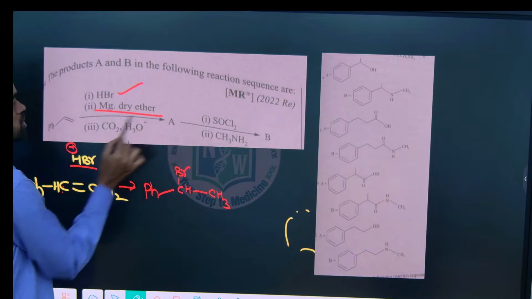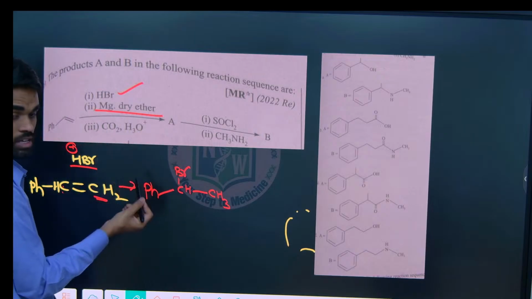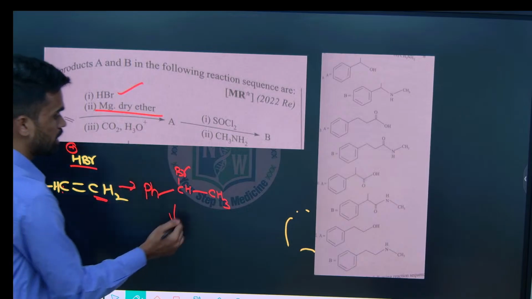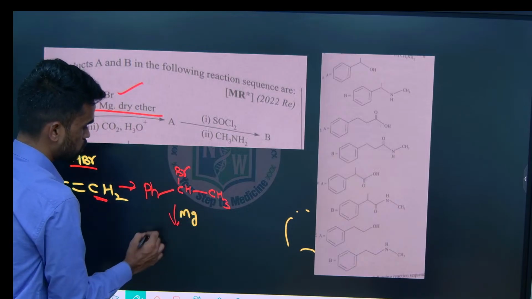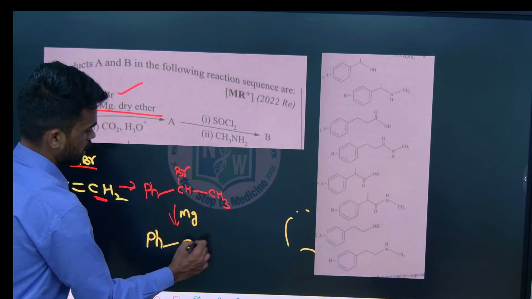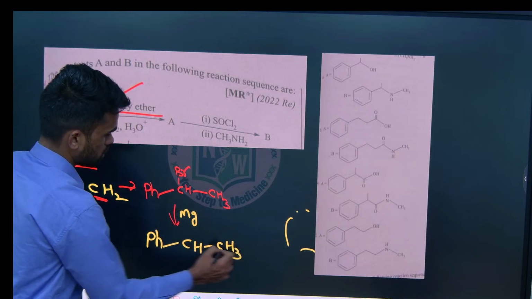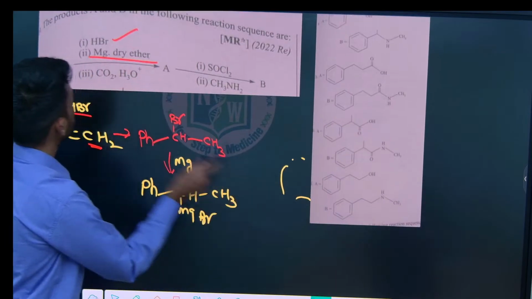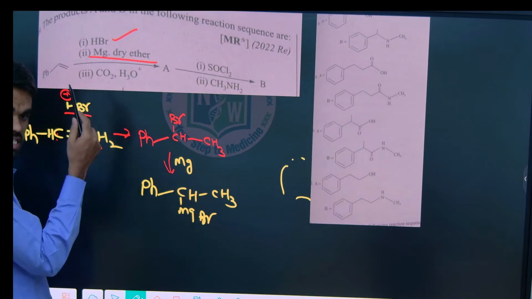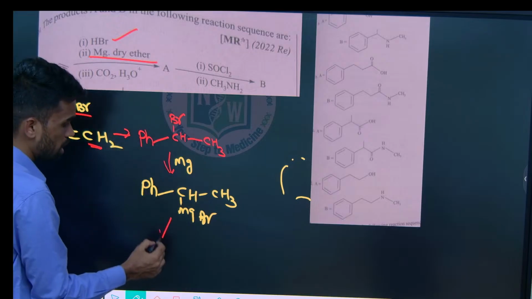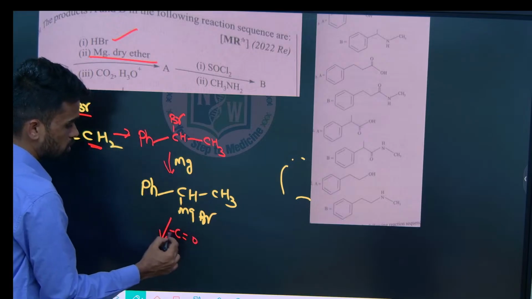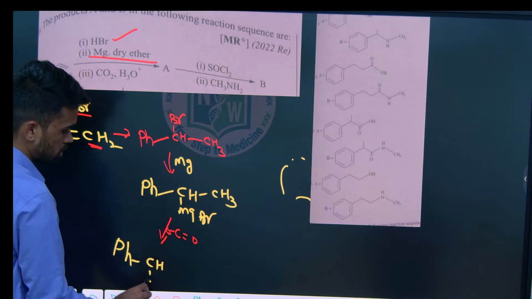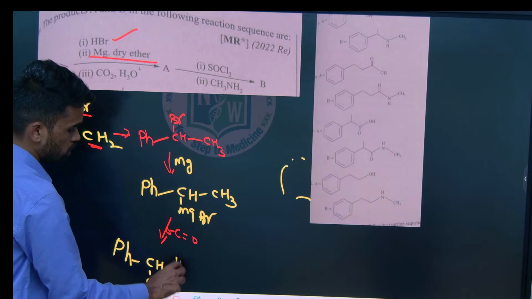Next, magnesium. Alkyl halide with magnesium creates Grignard reagents, right? So Ph, CH, CH3, Mg, Br. Then next they are asking us to add CO2. In the previous question also we have seen CO2 addition. What happens? Electrophile will give a carboxylic acid. So Ph, CH, CH3, COOH.